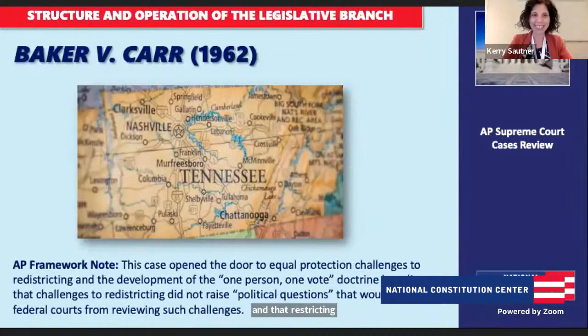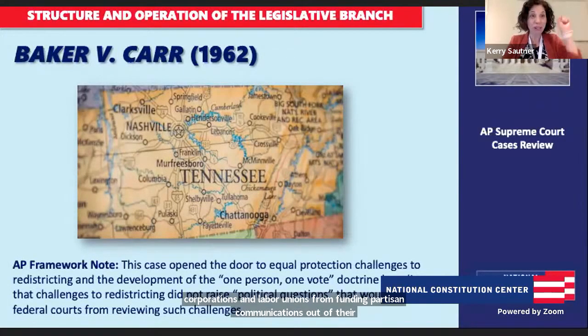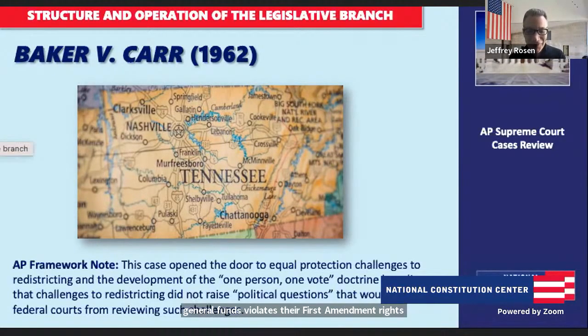Baker and Carr. Last two. What? Last two. Absolutely. Last two. We got it. I'm just saying what the cases say. This is the easy part at the very end.